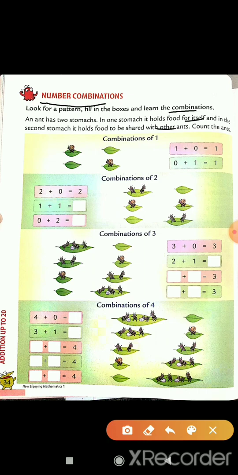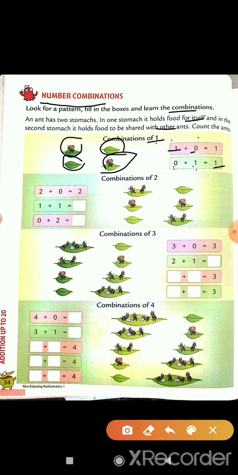So here, to find the combinations, we have to do counting. Let us start. Combination of 1. Here 1 ant is there, so here 1 is written. Here there is no ant, so 0 is written. 1 plus 0 is equals to 1. Here there is no ant, so 0 is written, and here 1 ant is there, so 1 is written. 0 plus 1 is again 1.